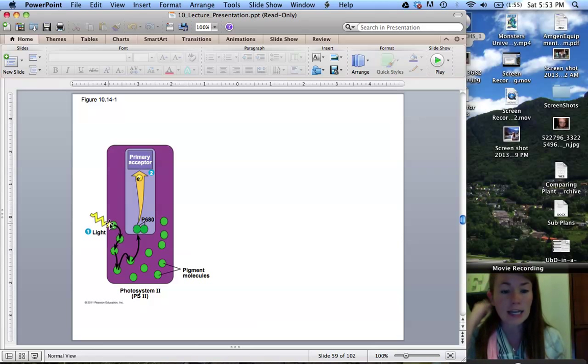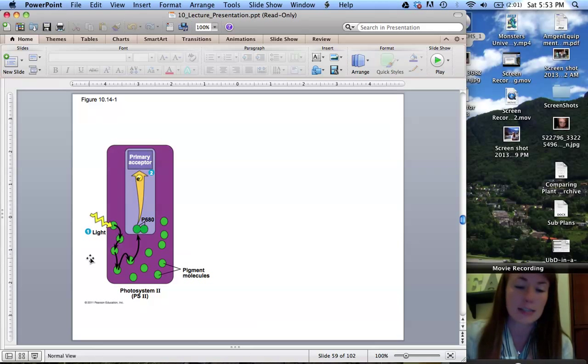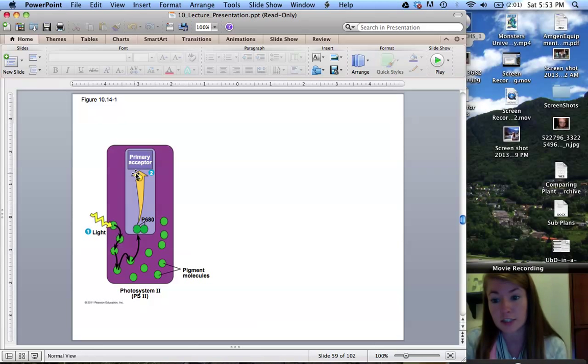So a photon hits P680, or I'm sorry, a photon hits a chlorophyll molecule in the photosystem. Then it excites its electrons, and basically the energy gets passed along from chlorophyll molecule to chlorophyll molecule. So finally it arrives at this special pair of chlorophyll A molecules right here in P680. This right here specifically is called P680. Then P680 donates these electrons to the primary electron acceptor. So step 1 is the photon hitting and getting passed around, and step 2 is when the electrons are given to the primary electron acceptor.